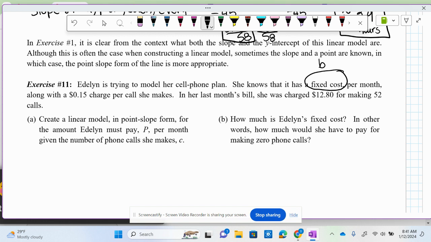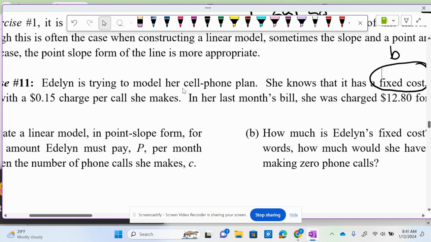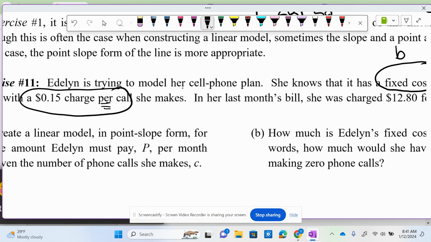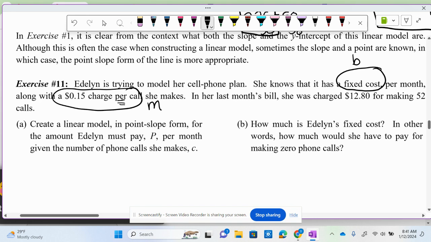What is that charge per call representing? Is it representing the X or 0.15? Do you guys see that word per? What did I say about the word per? What does per represent? It represents your M value. Yeah. This is your slope.